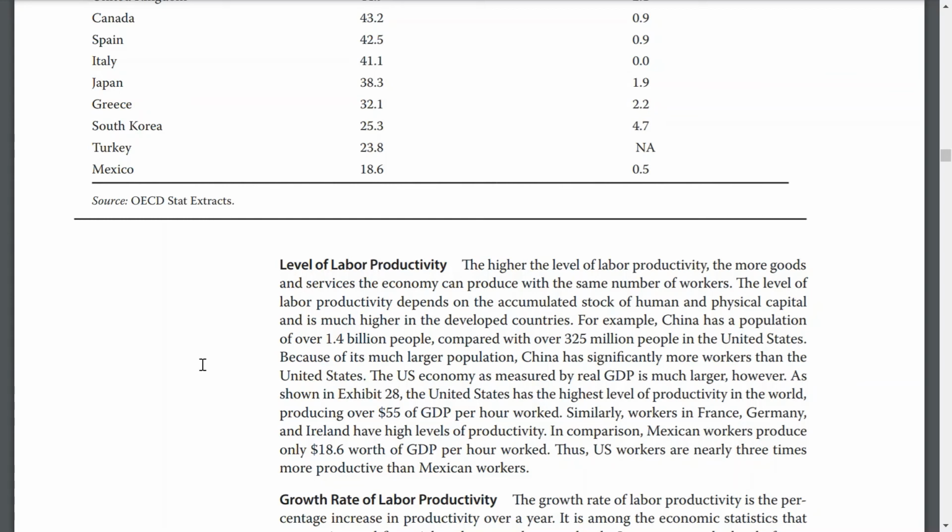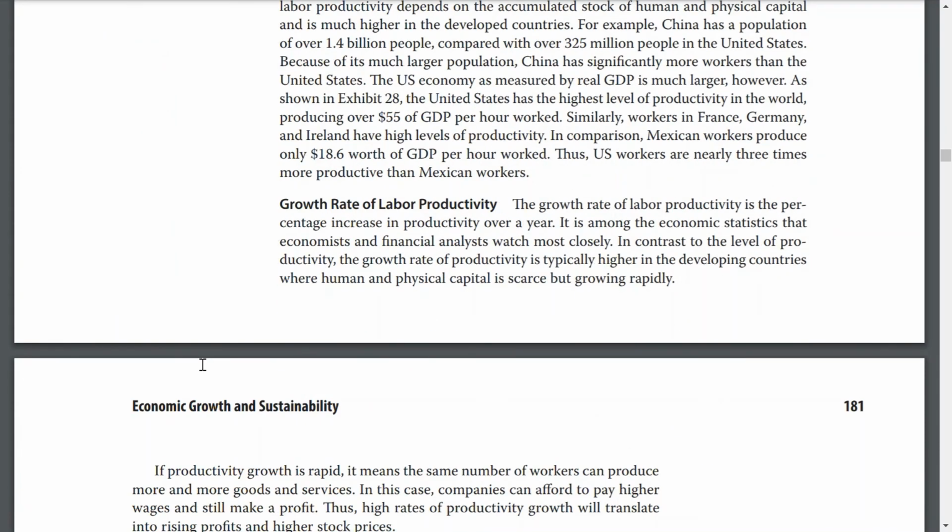However, as shown in Exhibit 28, the United States has the highest level of productivity in the world, producing over $55 of GDP per hour. Similarly, workers in France, Germany, and Ireland have high levels of productivity. In comparison, Mexican workers produce only $18.6 worth of GDP per hour. Thus, U.S. workers are nearly 3 times more productive than Mexican workers.